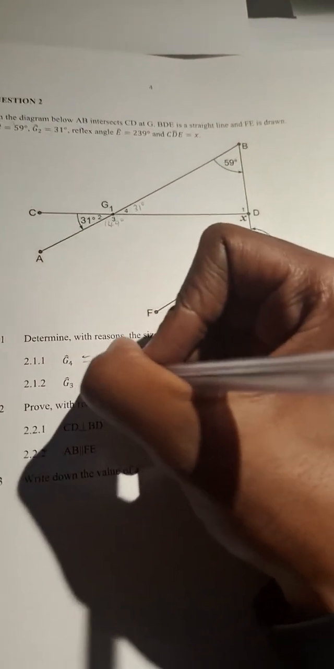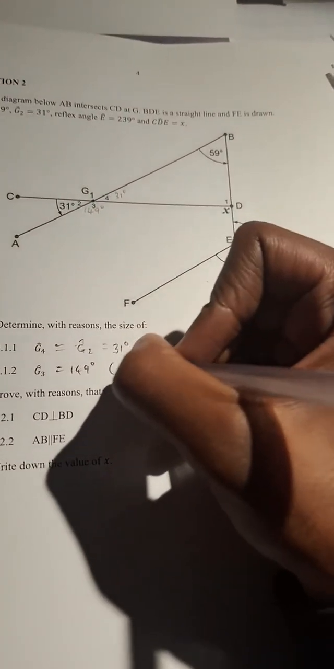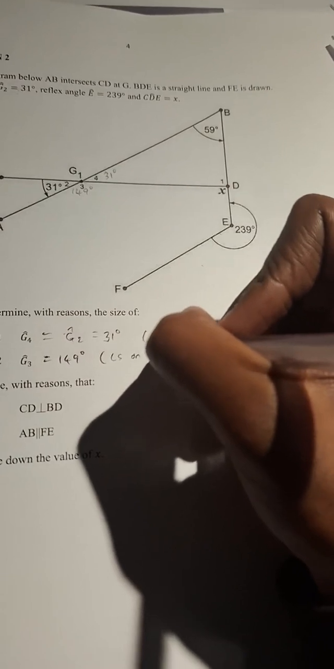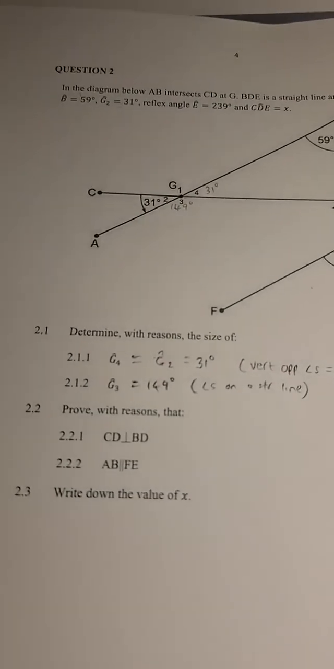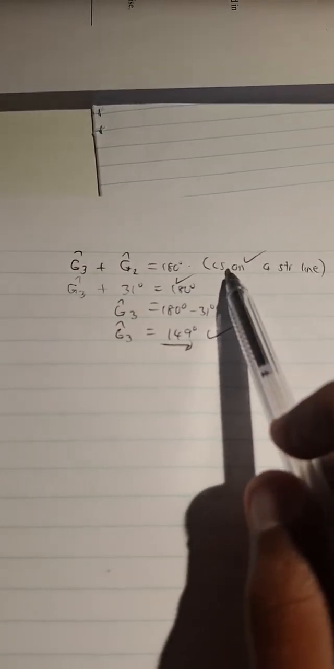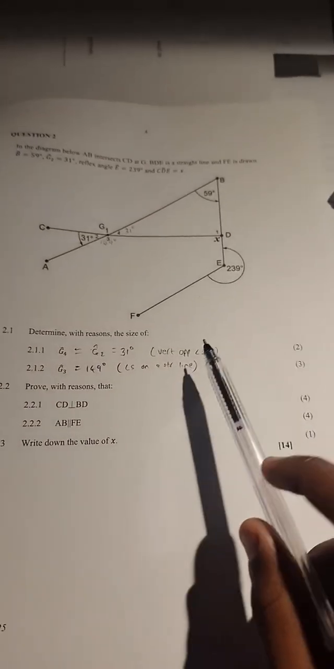So yes, angle G3, one could do this: angle G3 is equal to 149 degrees and simply say angles on a straight line. This would also yield the required amount of marks. But I hope you understand the process, that angle G3 plus 31 degrees is equal to 180 degrees, reason, angles on a straight line, and then we solve, we get angle G3 being equal to 149. Look at the next question, guys.